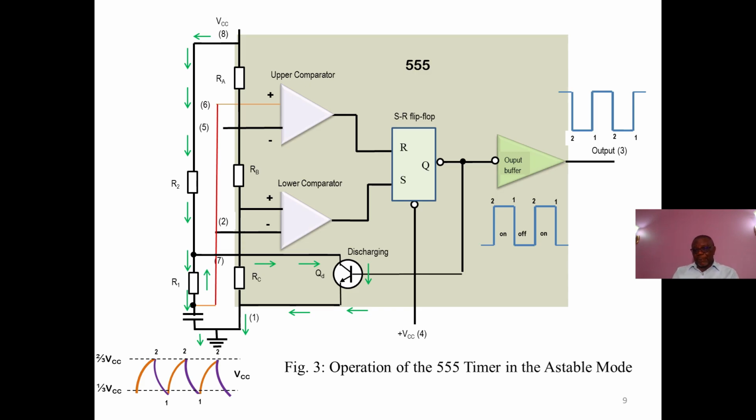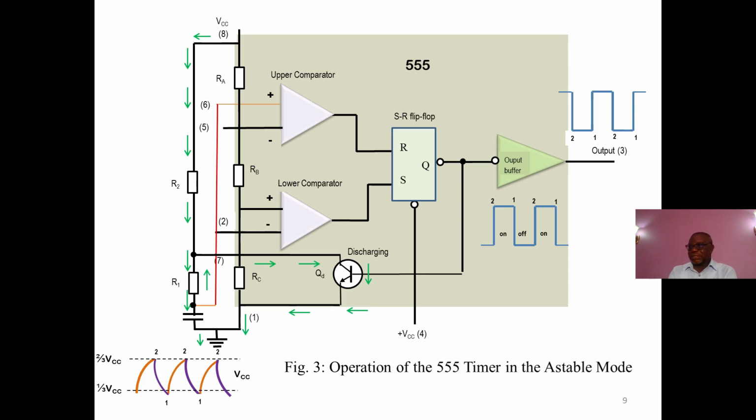and when this capacitor charges to 1/3 value of the VCC, the lower comparator switches to its low output state. When the capacitor voltage reaches 2/3 of the VCC, the upper comparator switches to its high output state. Let us get it again by looking at this diagram.